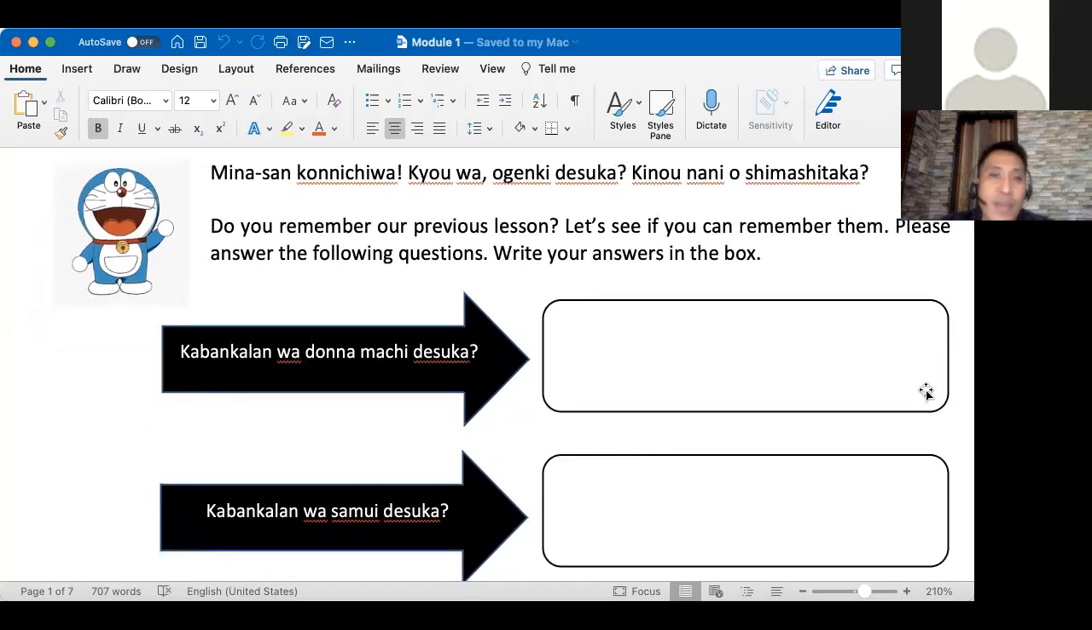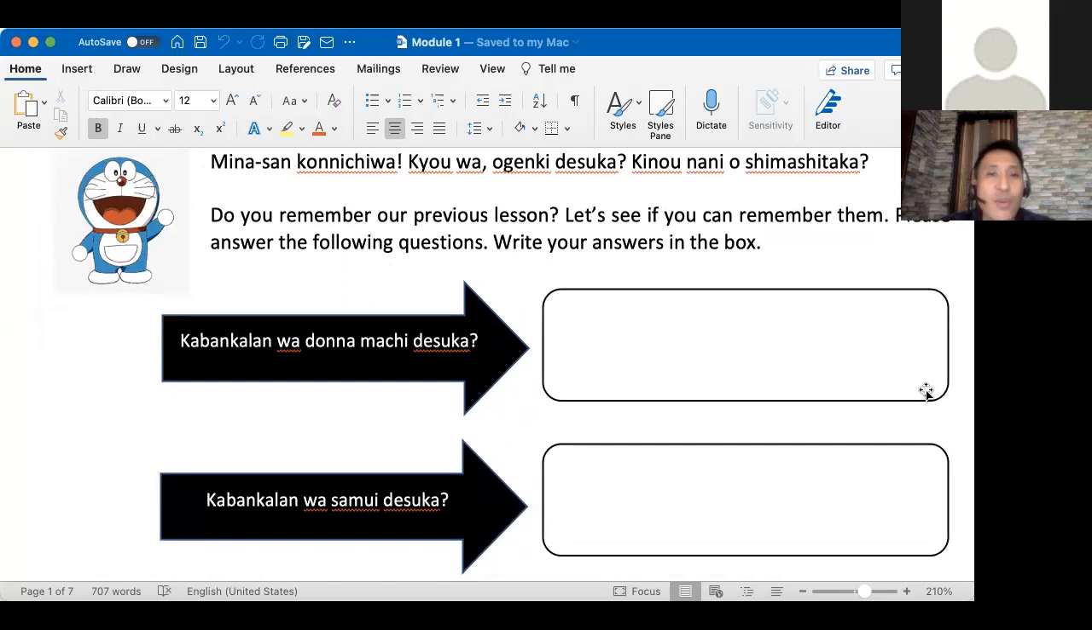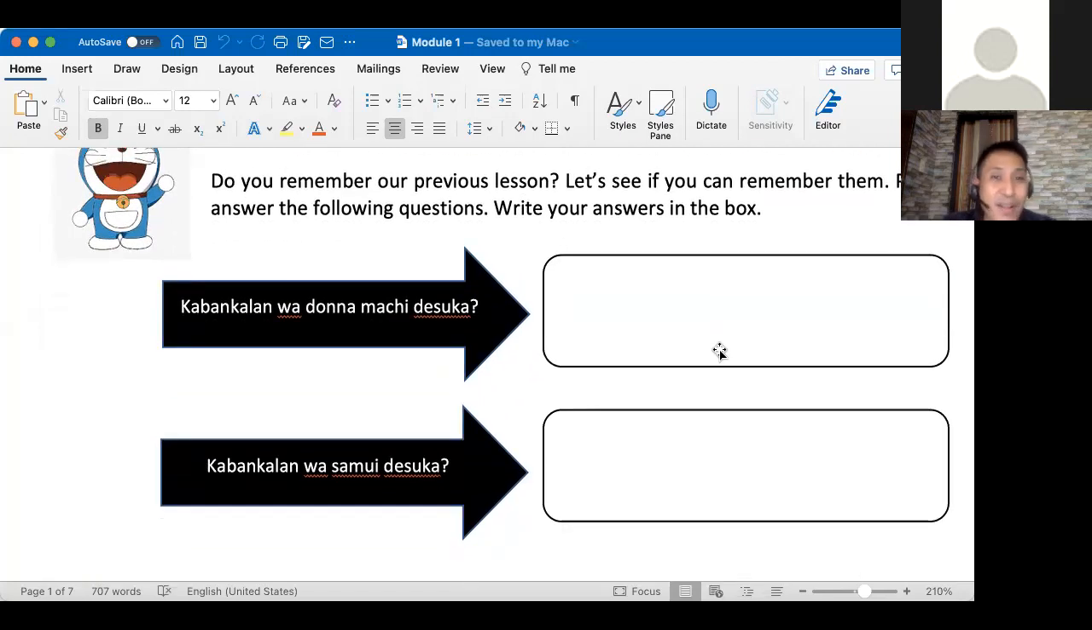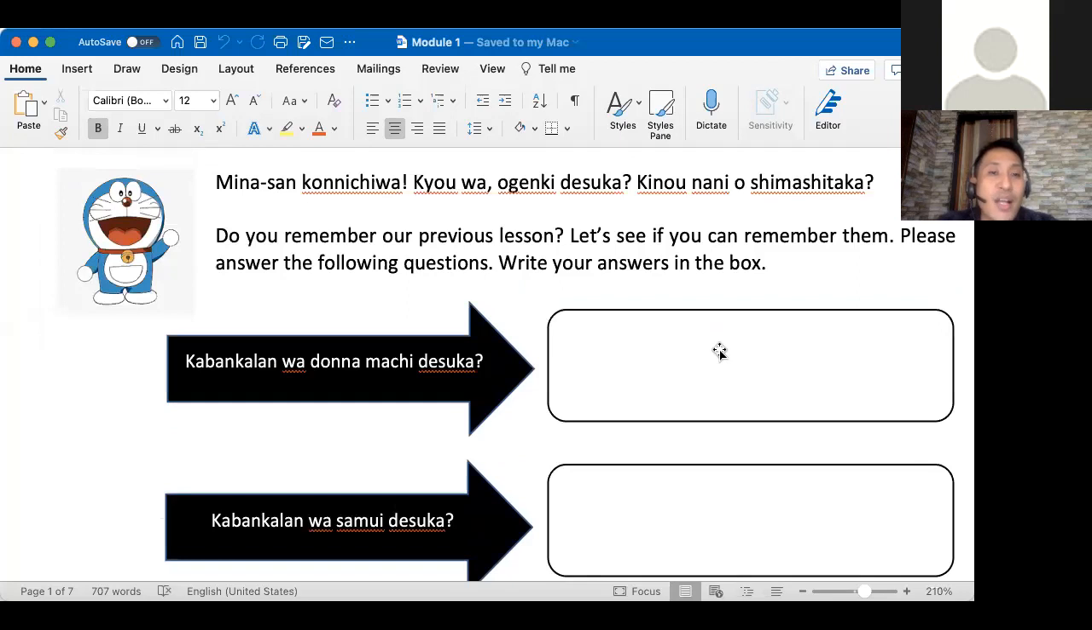So let's see if you can remember them. Please answer the following questions. Kabankalan wa donna machi desu ka? You are going to answer this in Japanese, a simple answer. For example, this question is asking what kind of city or town Kabankalan is. You can say Kabankalan wa kirei na machi desu. That's a sample: Kabankalan is a beautiful city, for example. Or Kabankalan wa shizuka na machi desu. So it's a peaceful city.